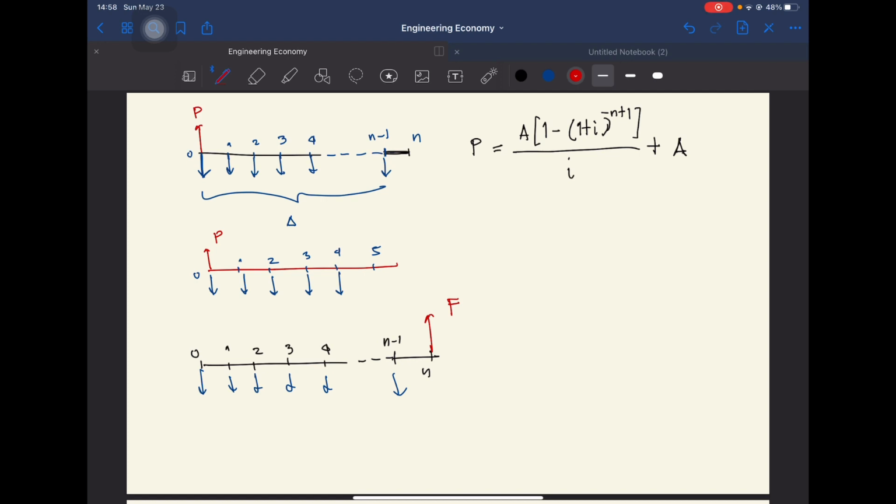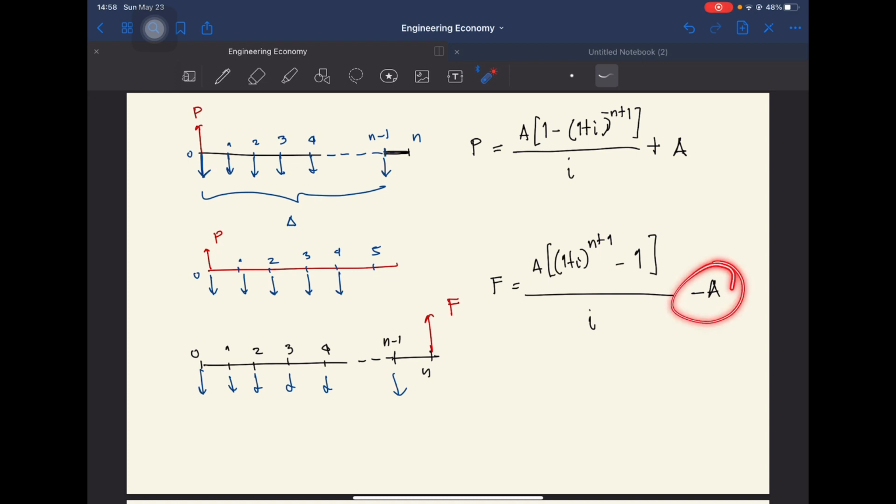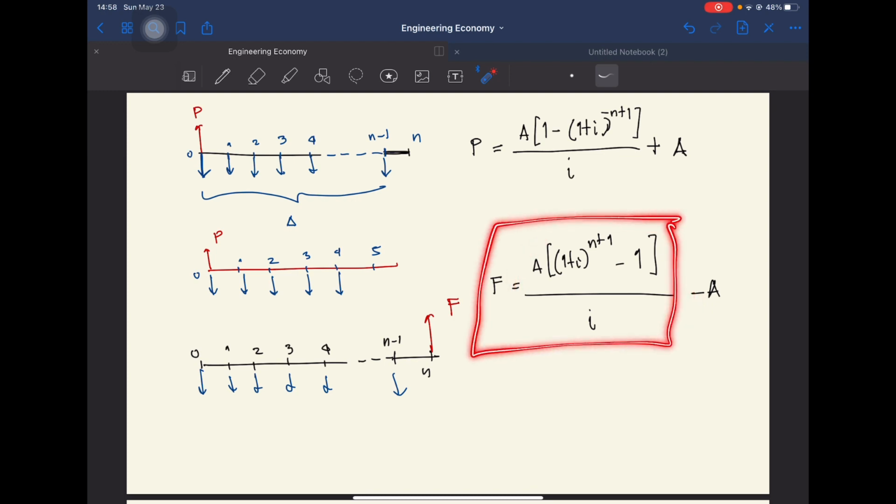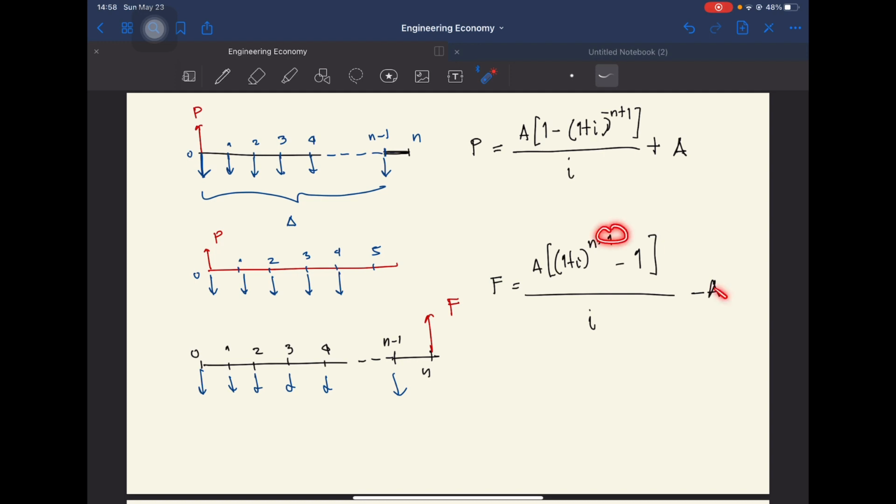And then, paano naman to kunin? Ang formula dito ay ito. F equals A times 1 plus I raised to N plus 1 minus 1 over I minus A. Hala, ba't ganun? Looks familiar din ba to? Oo, kasi kaya bakit siya merong minus A? At saka 'di ba galing din to sa formula ng tawag diyan, future worth ng ordinary annuity. Pero bakit may plus 1 at bakit merong minus A?